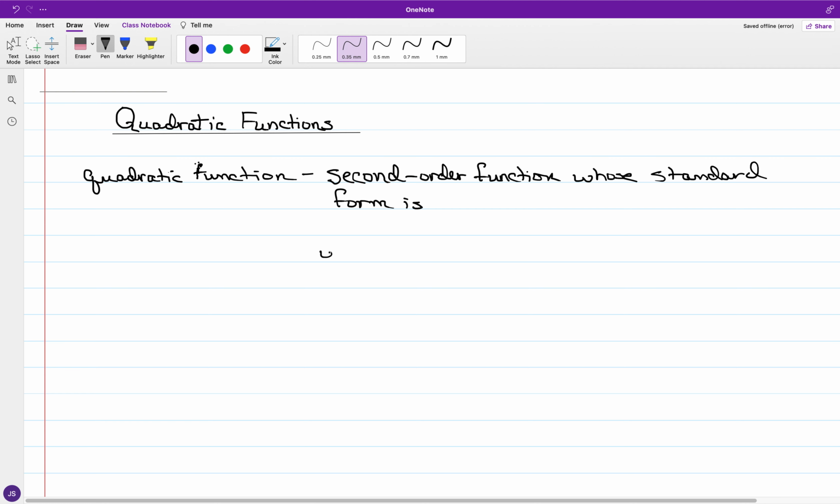is going to be y is equal to f of x is equal to ax squared plus bx plus c. And just like in the quadratic formula, we're going to have that a does not equal 0.